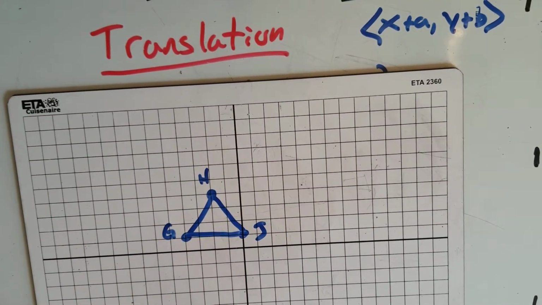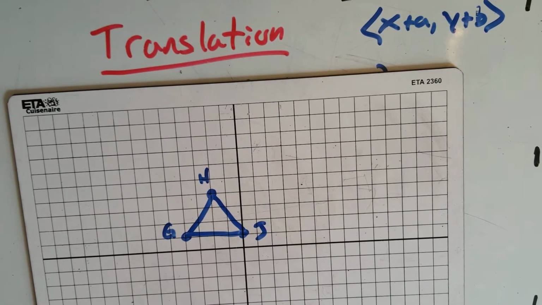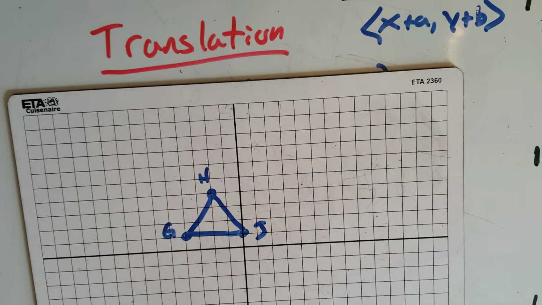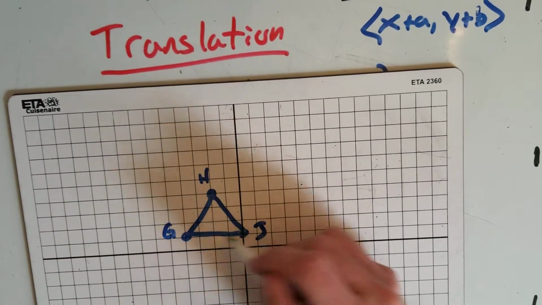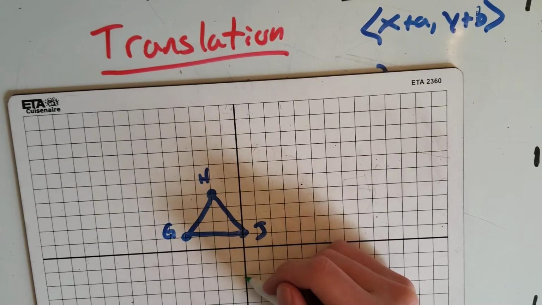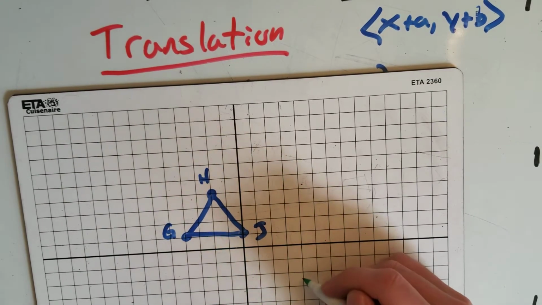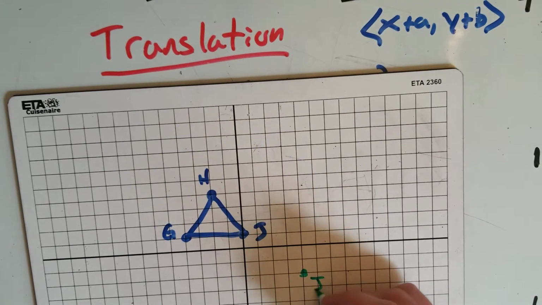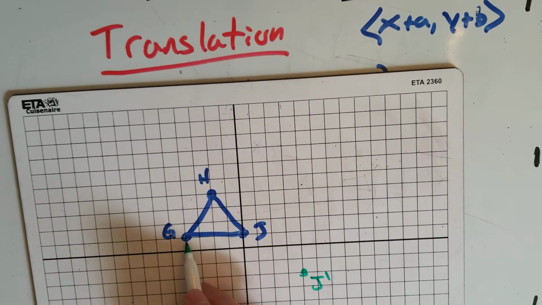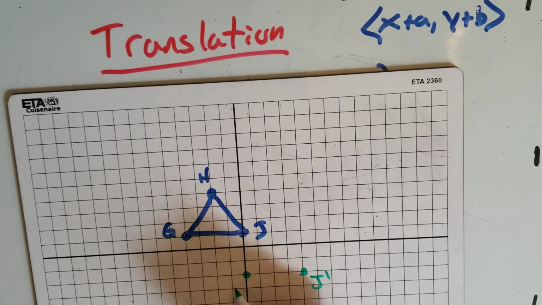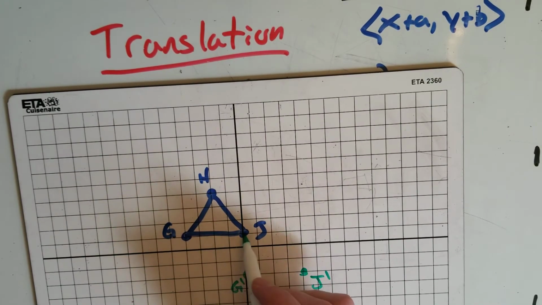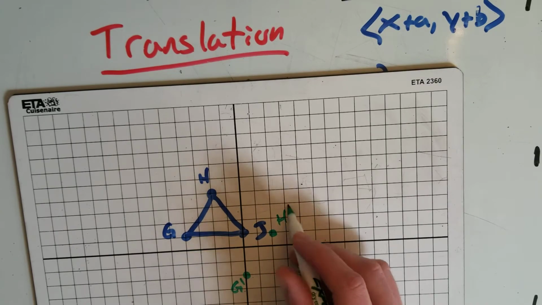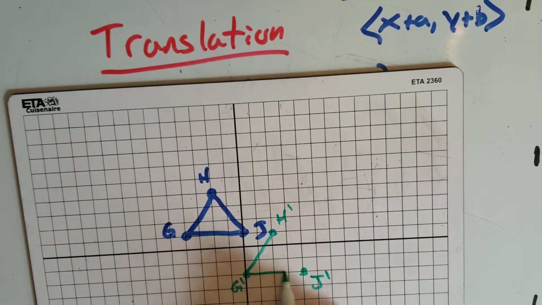And we want to translate down 3 units and 4 units to the right. So I'm going to go with each vertex of this triangle and go down 1, 2, 3, and to the right 1, 2, 3, 4. Now I started at J, so that means I'm ending at J prime. G is going to go down 3, to the right by 4. So that becomes G prime. And H would go down 3 and to the right by 4. So here's H prime.